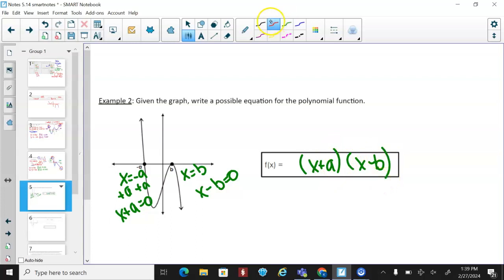Now, I'm going to figure out the multiplicity by the shape. So this is a bounce for b. It's going to be a 2, and this is a slice for a. It's going to be a 1. Okay? Now, I also need to pay attention to a negative leading coefficient, which means there should be a negative in the front. If positive, you don't need to write it down.